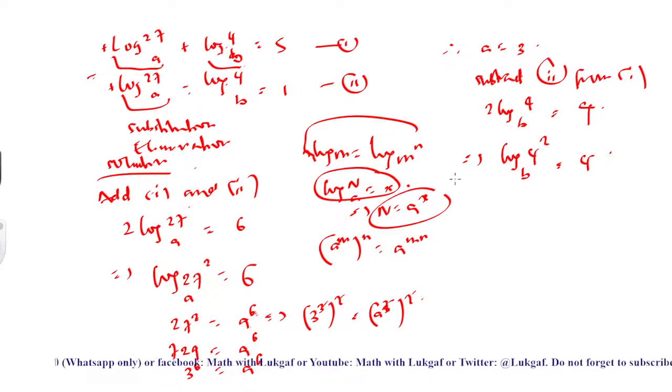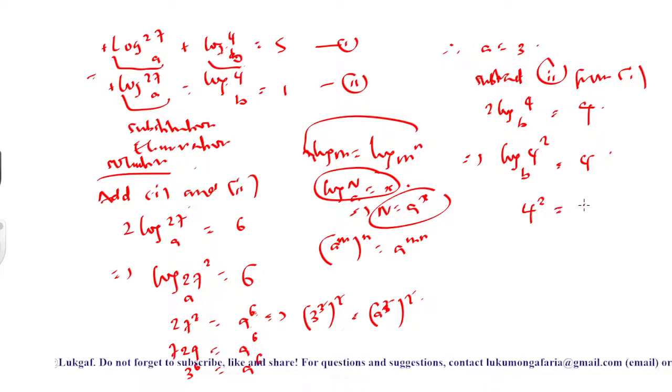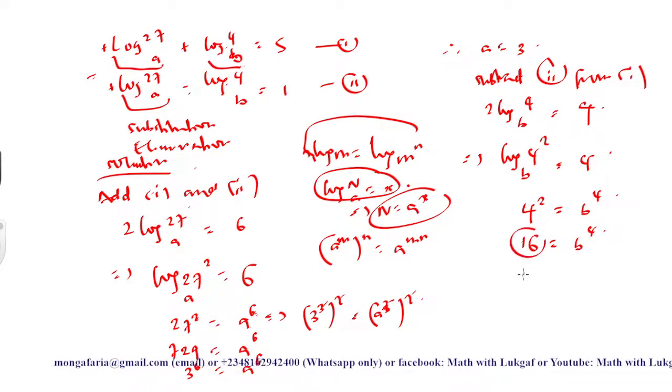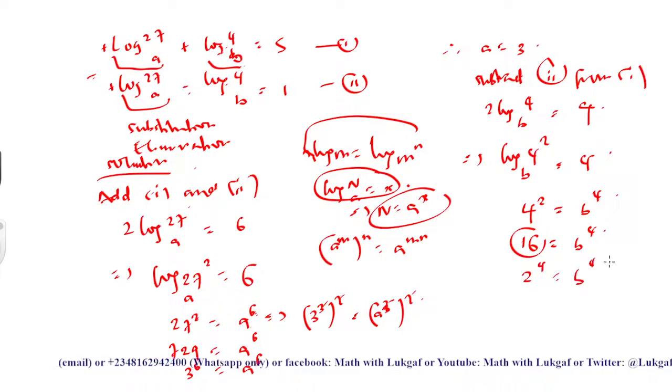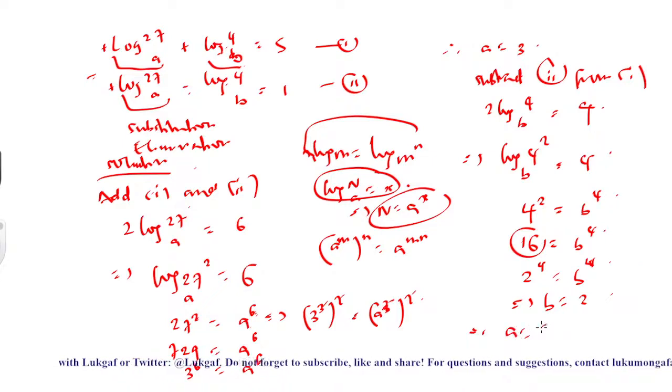Then if you convert to exponential form using the same law here, this is going to give me 4 squared is equal to b raised power 4. Recall that this is equal to 16. So b raised power 4. If you change this to exponential form, 2 raised power 4 is equal to b raised power 4. If you equate the power, you can see they are the same. Then this implies that my b is equal to 2. Then you can conclude that therefore your a is equal to 3 and b is equal to 2.